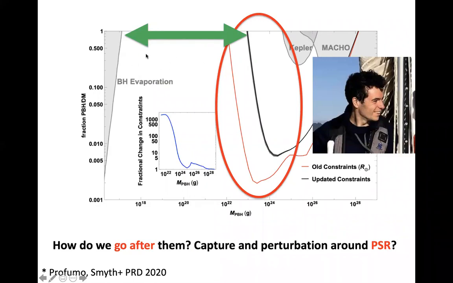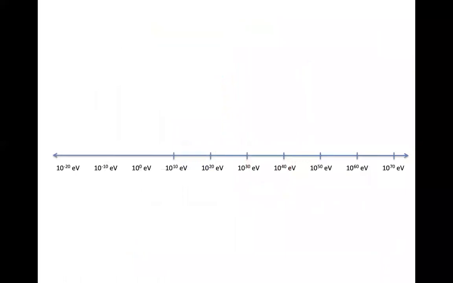Notice that other constraints here are also affected by finite size source effects, for example, femtolensing constraints at smaller mass scales. So the question is, how do we go after this broad range of masses that are unconstrained by microlensing or femtolensing? And one possibility that we are looking into is to capture these objects and to study the gravitational perturbations that these objects would induce on planets or on pulsar binaries or on similar objects.